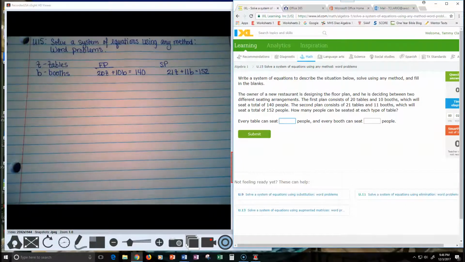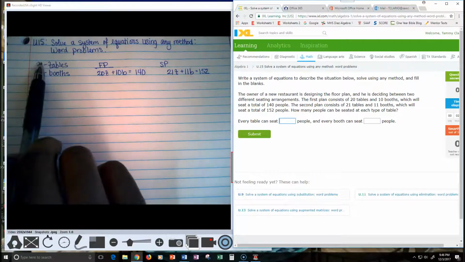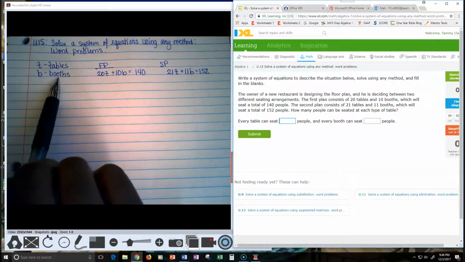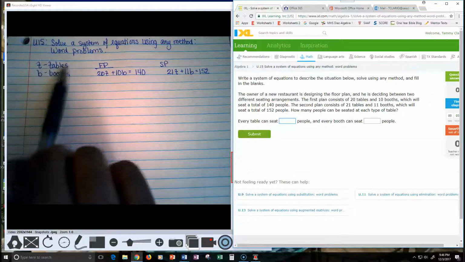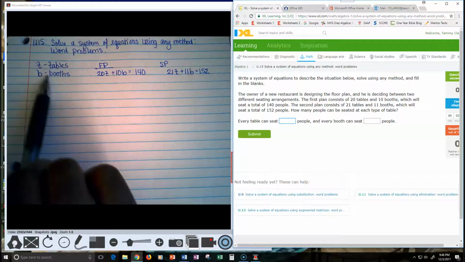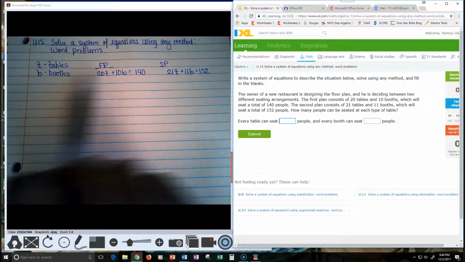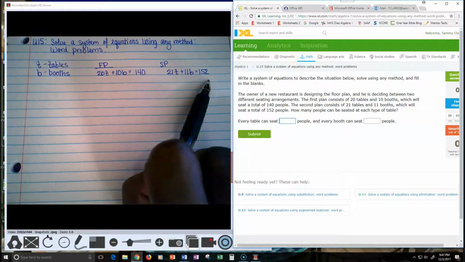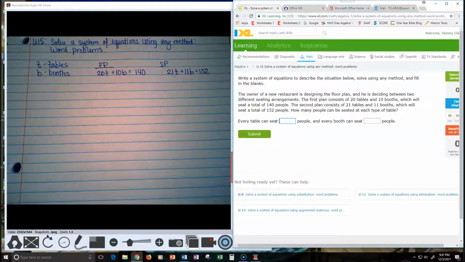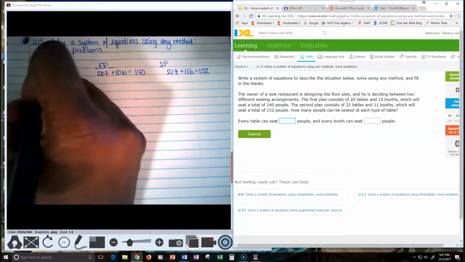And the question asks, every table can seat how many people? So when you look at these T's and these B's, we are talking about tables and booths, but we have to keep in mind what they're asking us. For T, we're looking for how many people can sit at a table, and for B, how many people can sit at a booth. Notice that these are in standard form, so I'm not going to pick substitution because it would just take too long. I could, but I'm not going to. So I'm going to use elimination.